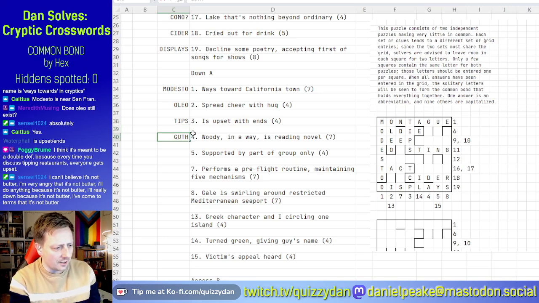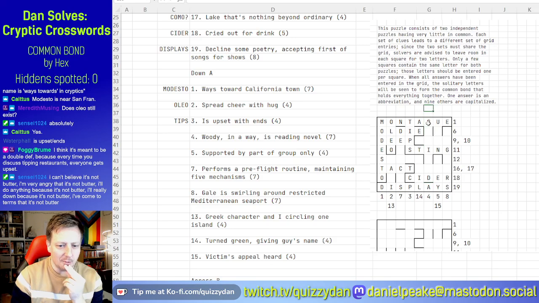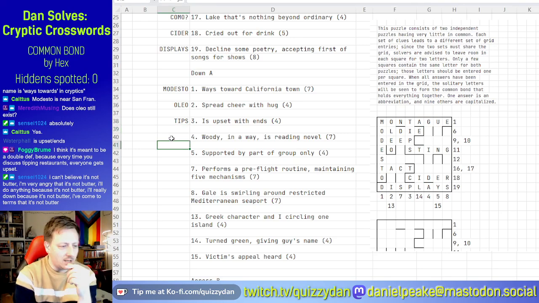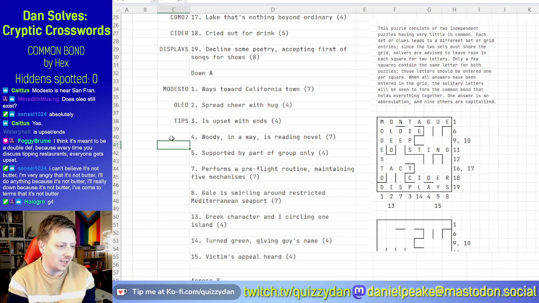Absolutely. I'm assuming this is Guthrie. No, it's not, because there's a D. Woody. Okay, so it isn't Guthrie. I was going off Guthr. I was going entirely wrong there. 4 down. Woody, in a way, is reading novel. Must be. Woody Harrelson. Woody Woodpecker. No, it's just got to be like Sylvan or something. Woody, in a way, is reading novel. Not spotting it. Going to come back to that.